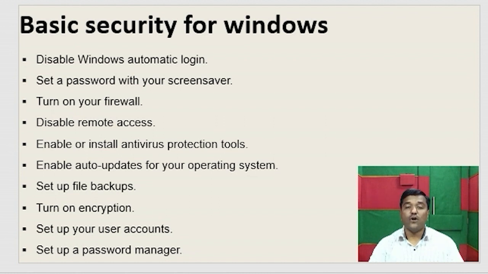First is disable Windows automatic login. Second is set a password with your screensaver. Third is turn on your firewall. Fourth is disable remote access. Fifth is enable or install antivirus protection tools. Sixth is enable auto updates for your operating system. Seventh is set up file backups. Eighth is turn on encryption. Ninth is set up your user account. And last but not least, set up a password manager.